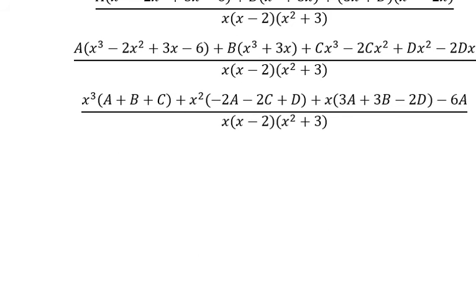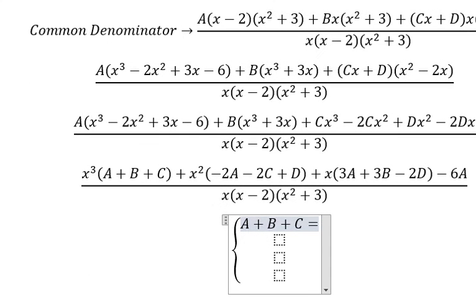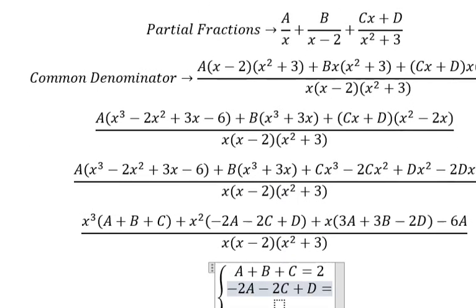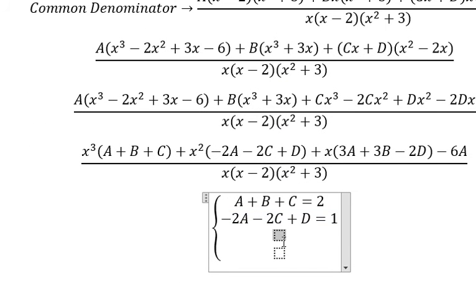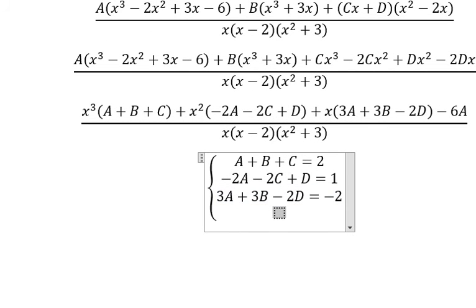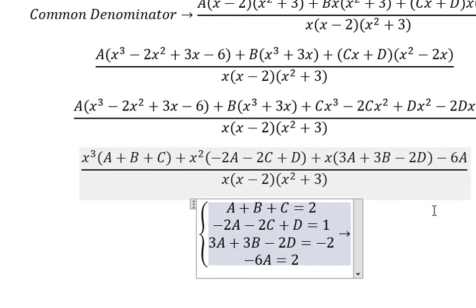And now we create the system of equations. A plus B plus C equals positive 2, negative 2A, negative 2C plus D equals 1. And the next one, 3A plus 3B minus 2D equals negative 2. And negative 6A equals positive 2. And now we need to find the solutions of A, B, C, D.